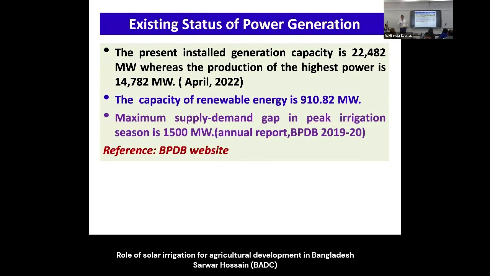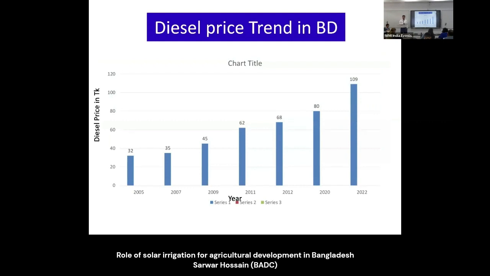Now in Bangladesh, the installed generation capacity is 22,000 megawatt, but the highest production is 15,000 megawatt. The capacity of renewable energy in Bangladesh at that time is 1,000 megawatt. So the maximum power demand gap in peak irrigation season is 1,500 megawatt. And in this subcontinent, diesel prices are higher. In 2005, it was 32 taka per liter, and now it's 109 taka per liter in Bangladesh.